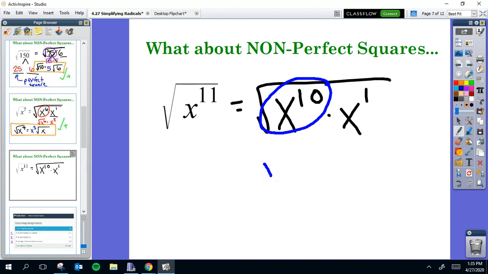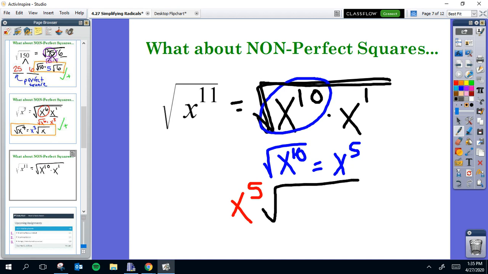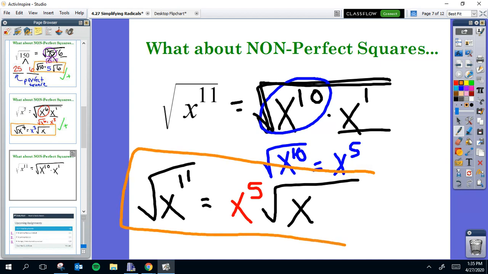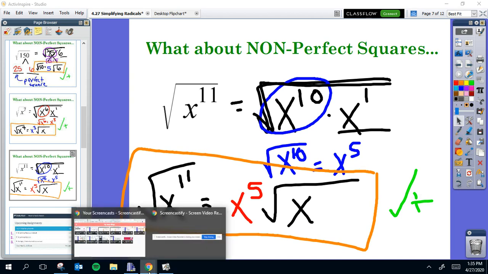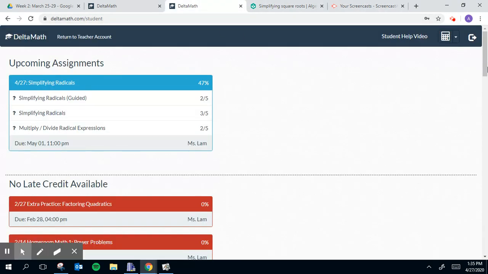It's my perfect square. And I know the square root of x to the 10th equals x to the 5th. That is the number I'm going to pull outside of my radical. And what is remaining under here is just x to the 1st, so x. My final answer is the square root of x to the 11th equals x to the 5th times the square root of x. Again, no way to check this on the calculator because we're working with variables, but this is correct. Okay, so I want you guys to pause the video right now and let's transition over to Delta Math.